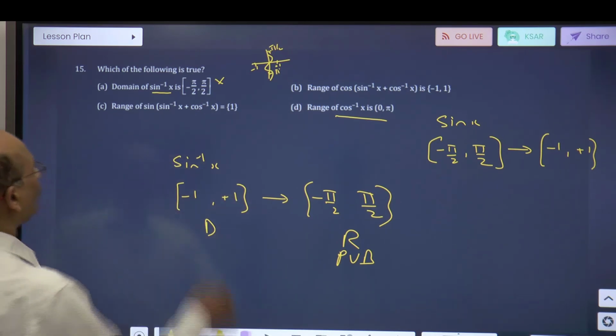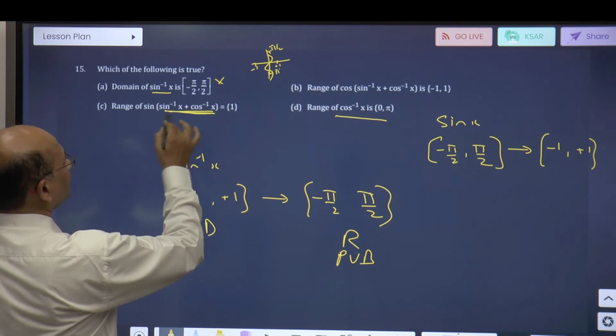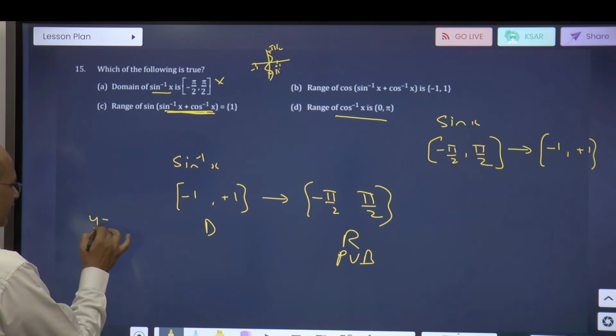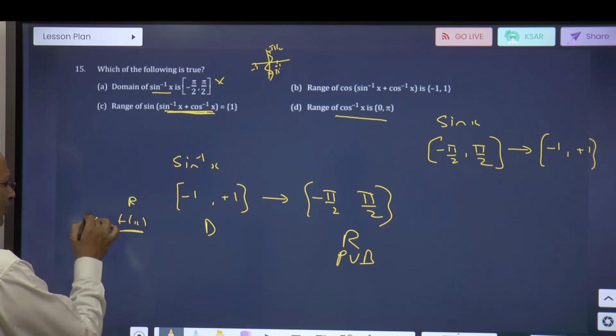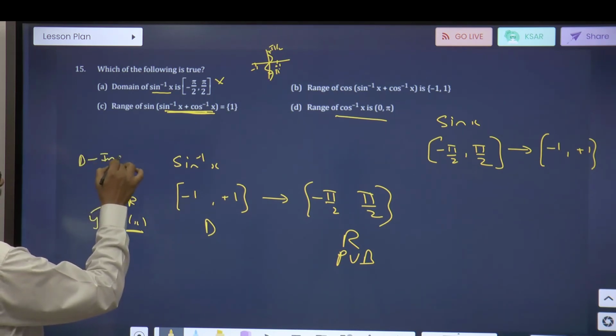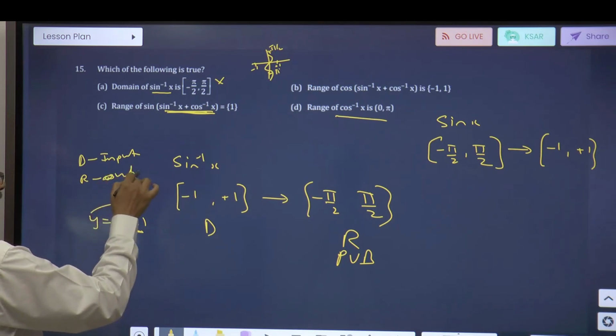Leave it, look here, sine inverse x plus cos inverse x. See, what is the range, I will tell you. y is equal to fx. So this fx value, this is the range. Why? Because this is the image. Domain is the input and range is the output. Everybody knows this. We are studying the function.